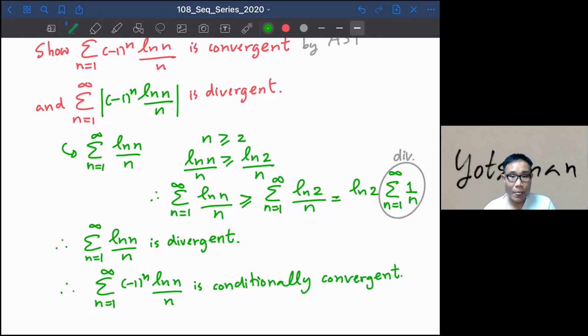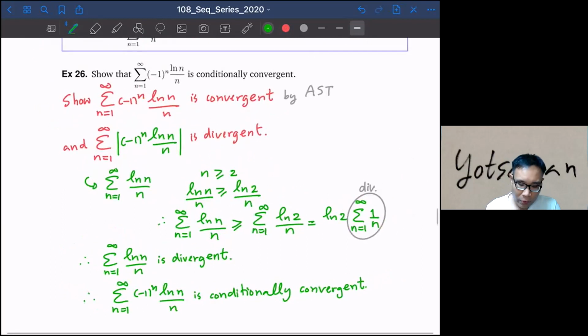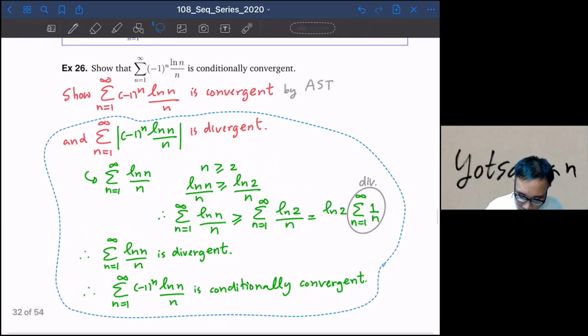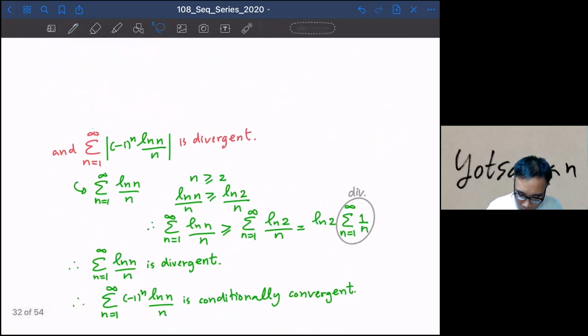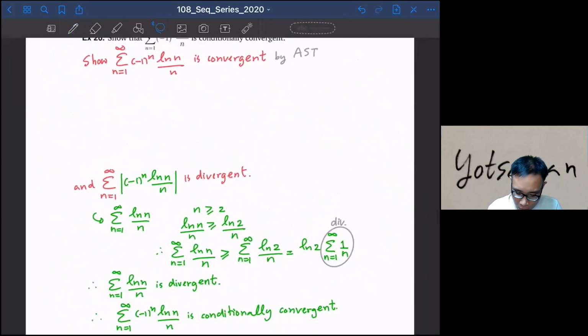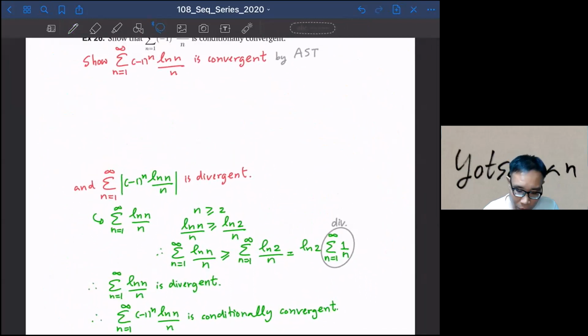So I let you do the first one by using AST on your own. Let me just prepare my space a little bit. In order to conclude that the series is conditionally convergent, the thing that you need to show is that the series itself is convergent and the absolute value of the series turns out to be divergent.